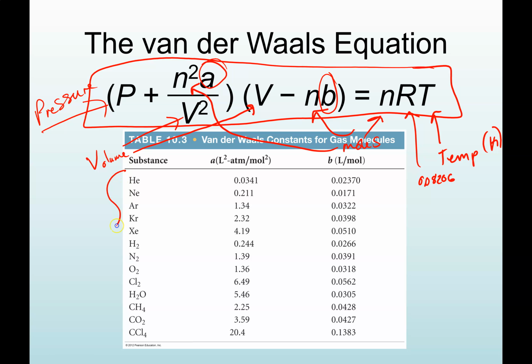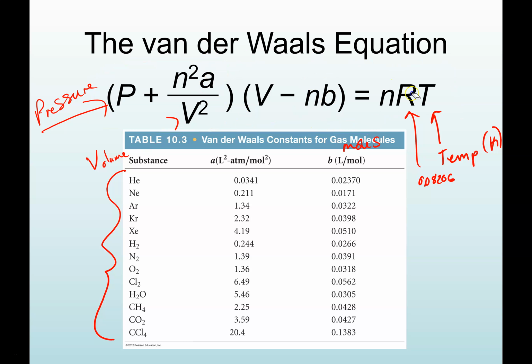They are constants for different substances at any temperature. So in other words, if you're dealing with a carbon tetrachloride gas, A will always be 20.4, B will always be 0.1383. And so you would plug these in just like you would R to solve for whatever you're missing. So say you were trying to calculate a temperature, you would have to have everything else in order to calculate that temperature. Say you're trying to calculate a pressure, you would have to have access to moles, volume, A, B, R, and T in order to get that pressure value. From there, it's just manipulating the equation.